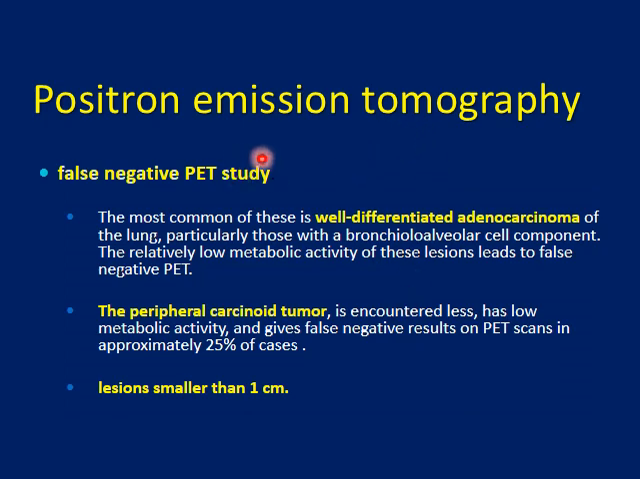But it is not magic, and it may harm us if you think that this is the most accurate one for diagnosis, because we have false negative and false positive results of PET-CT regarding solitary pulmonary nodule. Some of the well-differentiated adenocarcinomas may be negative in PET-CT. Peripheral carcinoid tumors are negative in 25%. Lesions smaller than 1 centimeter may show no activity in PET-CT.